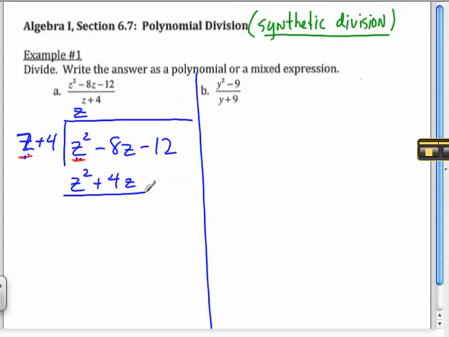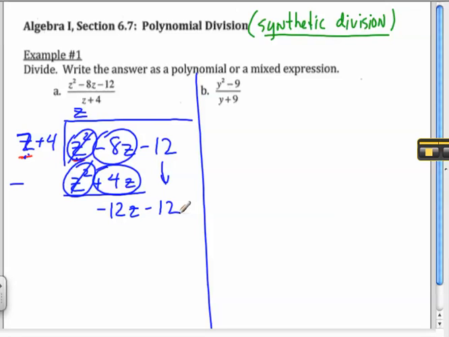And I'm going to draw a line. And now I'm subtracting. Z squared minus z squared just cancels out. Negative 8z minus positive 4z is negative 12z. So I have subtracted. Now I need to bring down my negative 12.